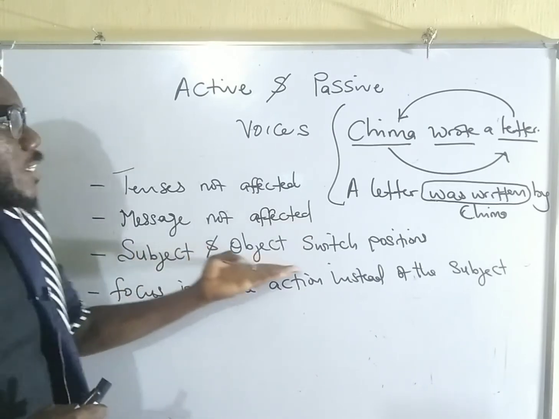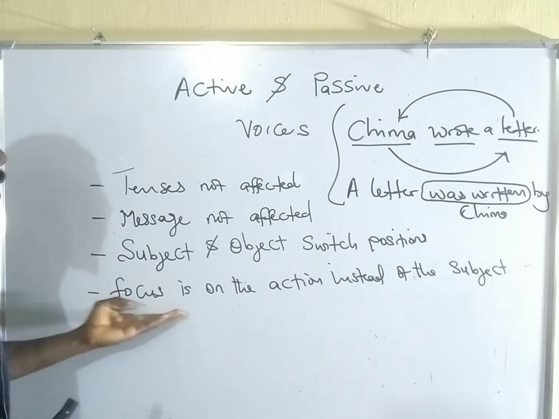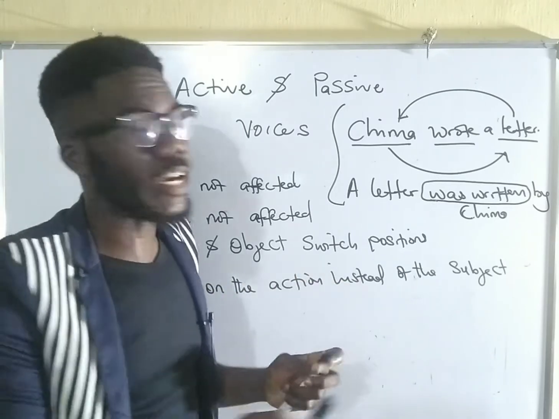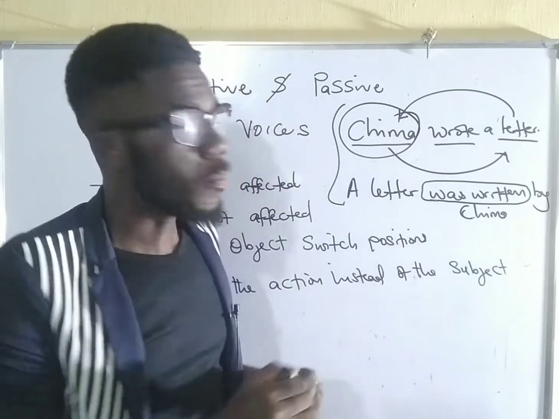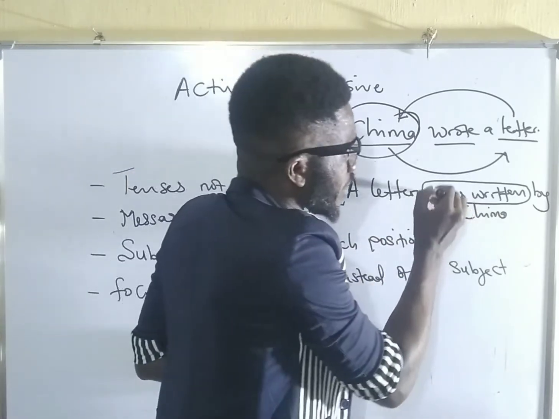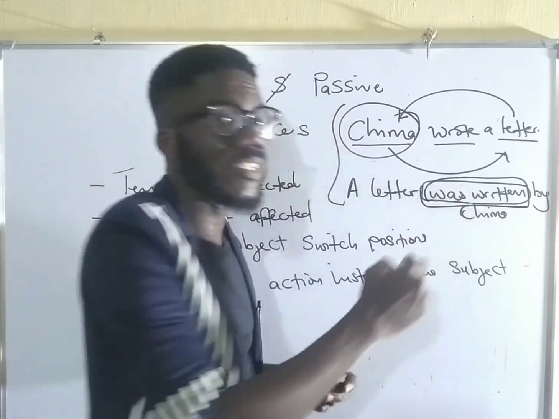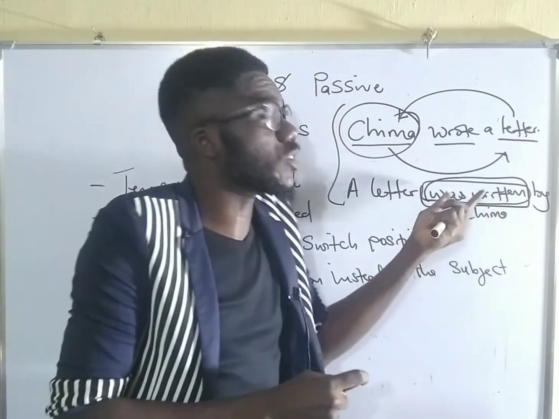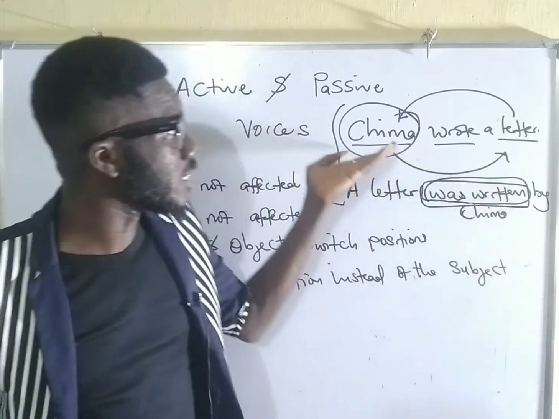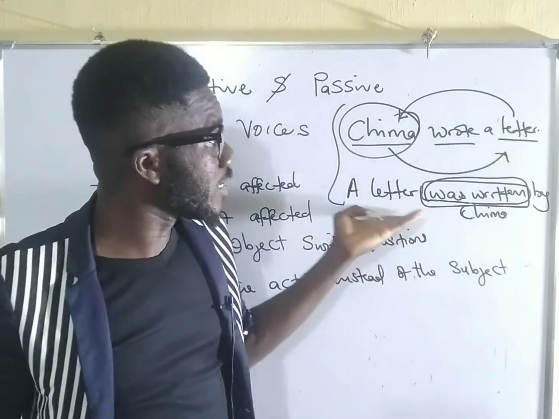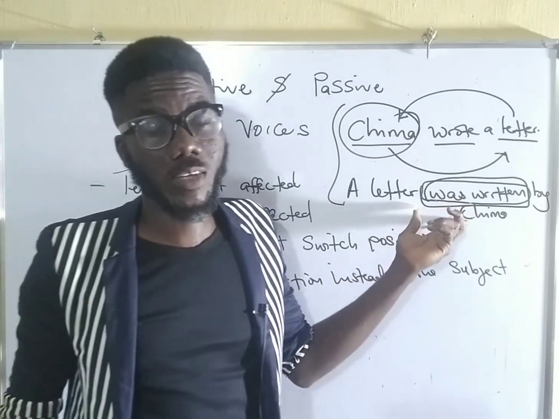Now, the subject and the object switch positions, just like what you see here, and focus is now on the action. Here, the focus of this sentence is on who wrote the letter. But a letter was written. Even the way the sentence sounds will tell you that focus is now on what is done, or rather, what was done. You have other examples. This one is in the simple past tense form.